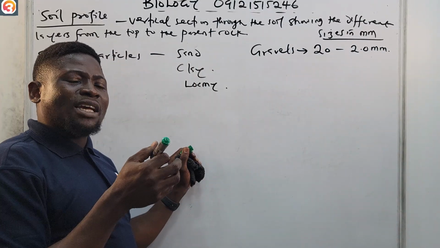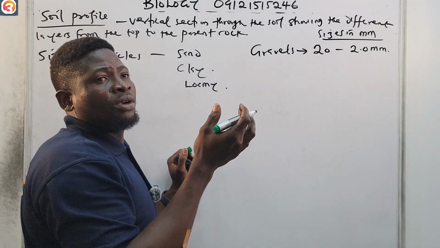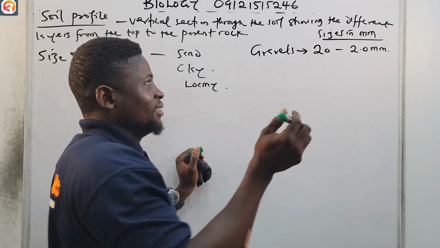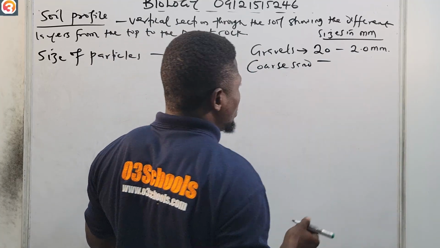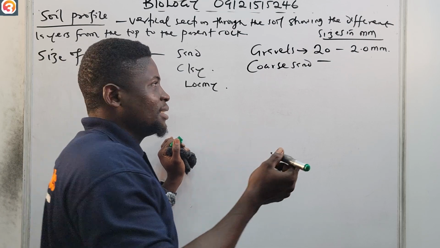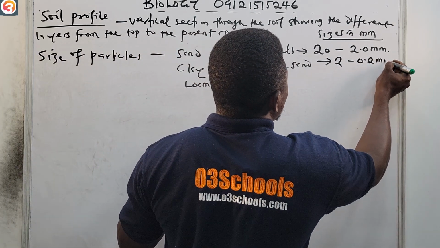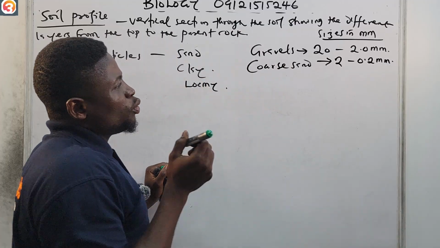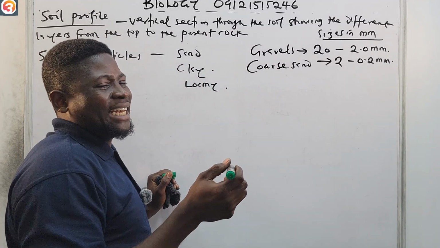Now, after gravels, we have coarse sand. Gravels are the biggest, the largest. Then after them, we have coarse sand. This one ranges from 2 millimeters to 0.2 millimeters. Then after coarse sand, we now have fine sand.